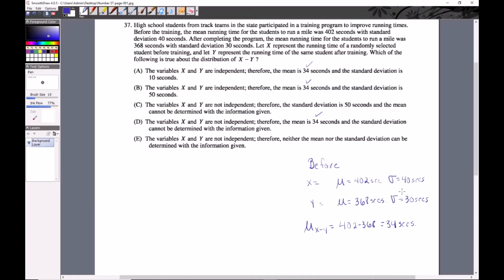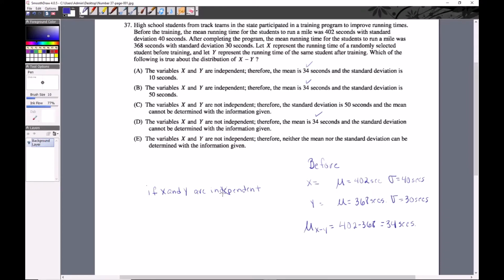But you would not be correct, because that is only going to be a valid thing to do if x and y are independent. And the thing about this is that x and y really aren't independent. So that's kind of out.